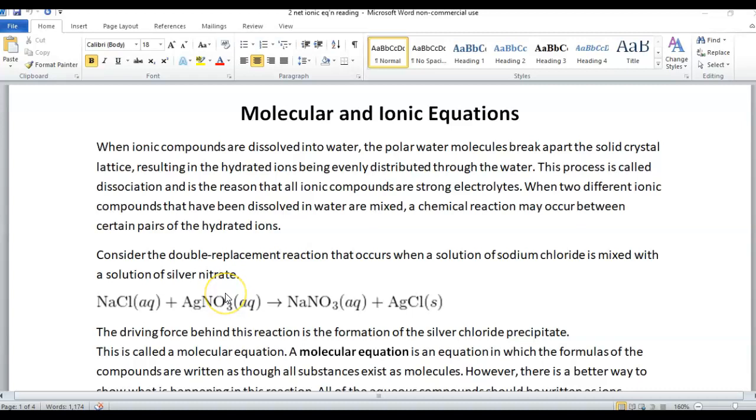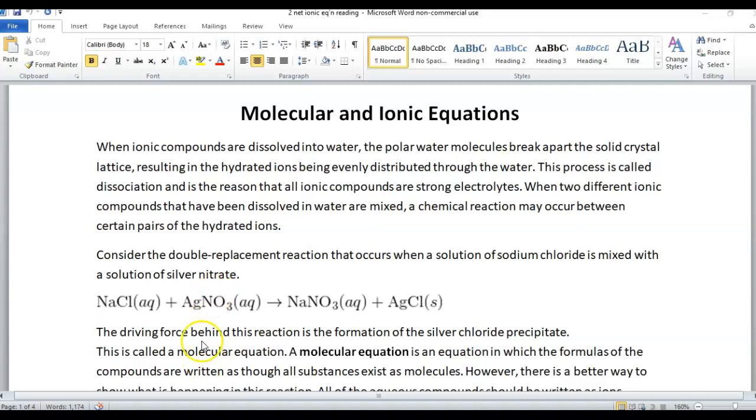When we go through, we're going to talk about different ways of writing out equations. We can have molecular equations, ionic equations, total ionic equations, net ionic equations. It's important to be clear in which ones we're looking for.